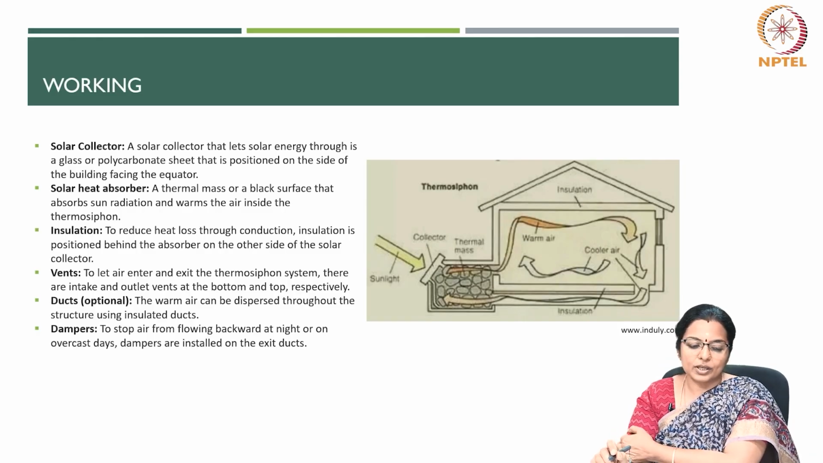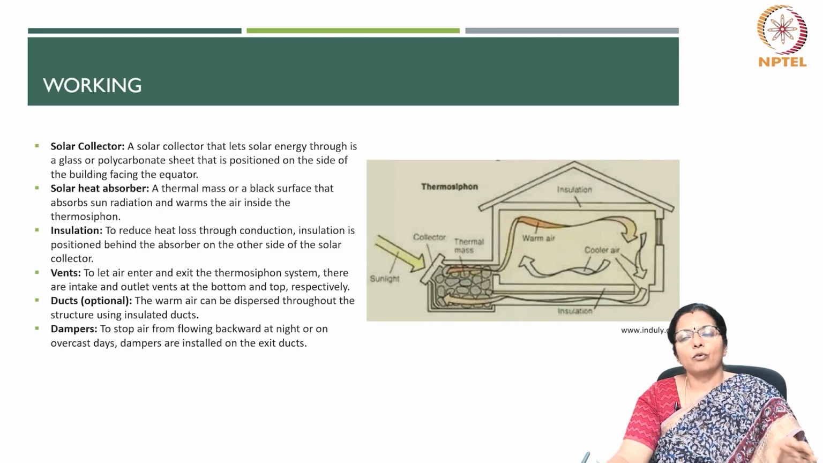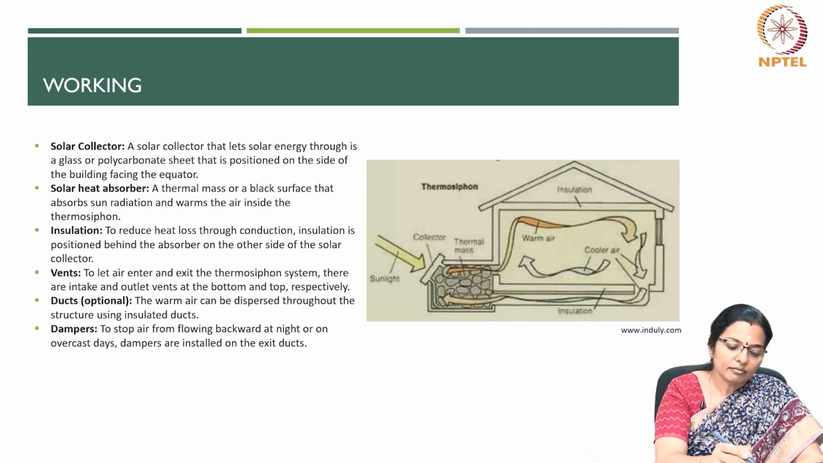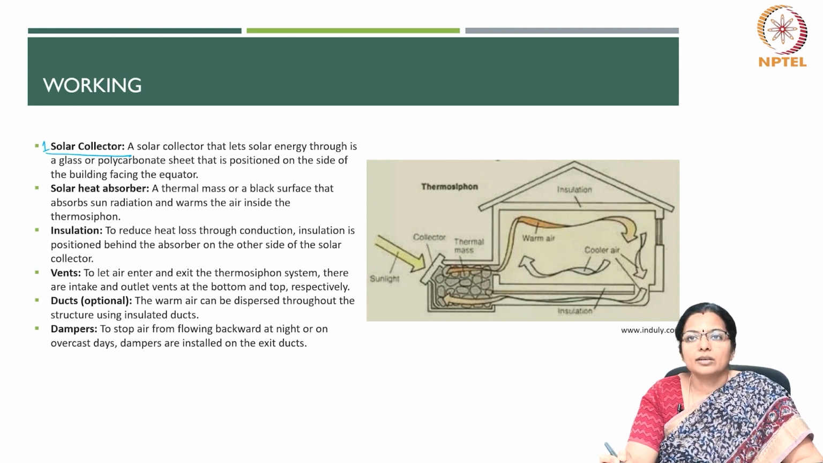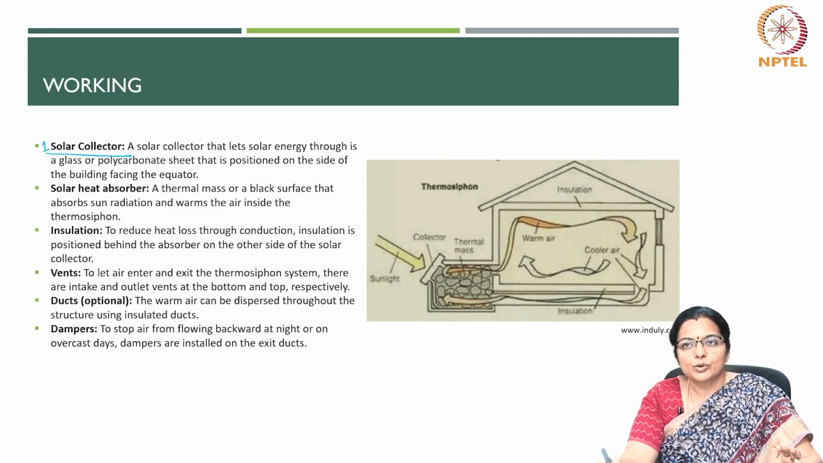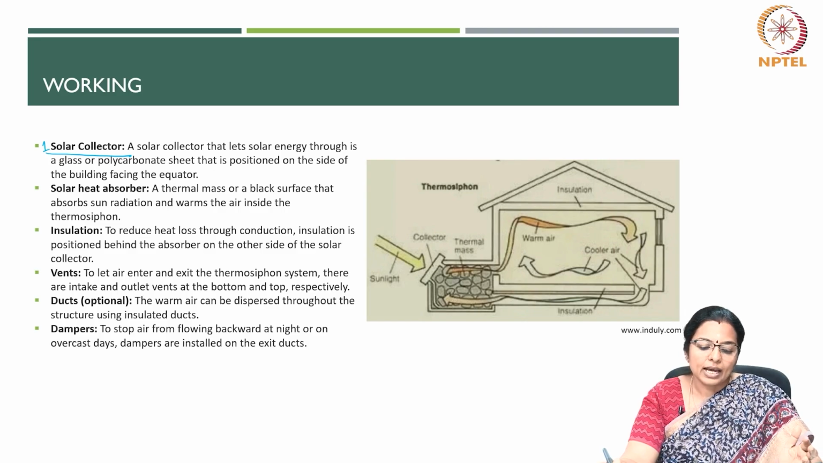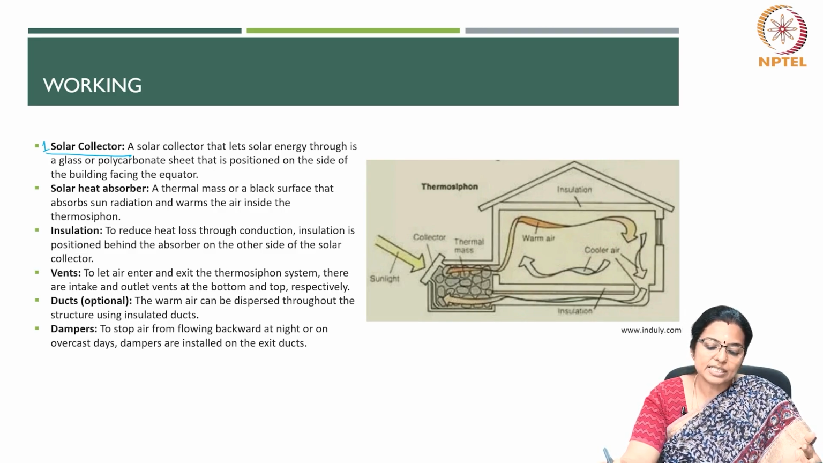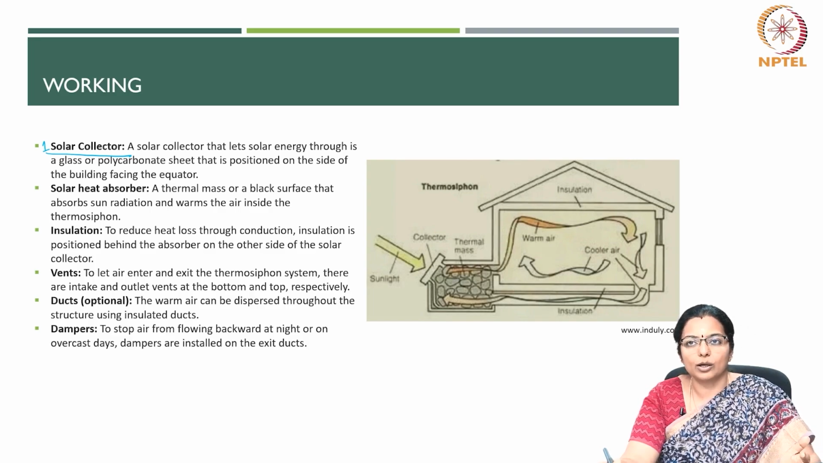Let us look at its working. For a thermosiphon, there is a need for a solar collector. A solar collector is one that lets solar energy through a glass or polycarbonate sheet that is positioned on the side of the building facing the equator. The collectors are placed on the equator side so that they can collect maximum solar energy.